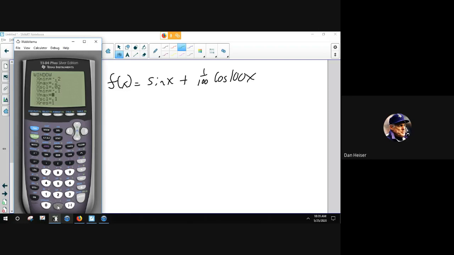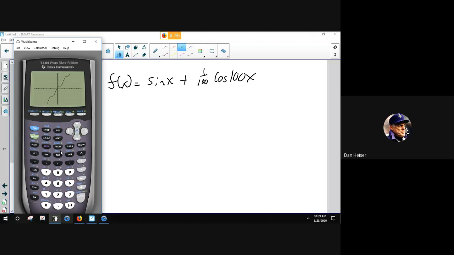-0.1, +0.1, and I'll make that 0.01. Now we see some detail. We see these little steps. But it's on a very small scale.